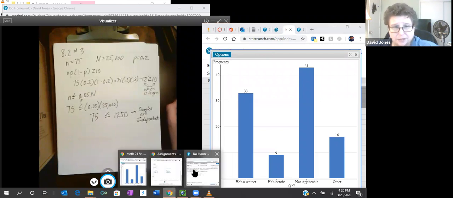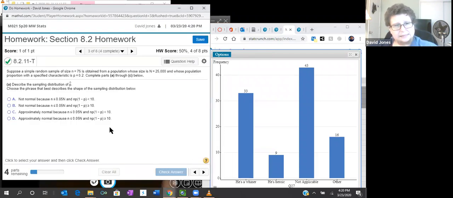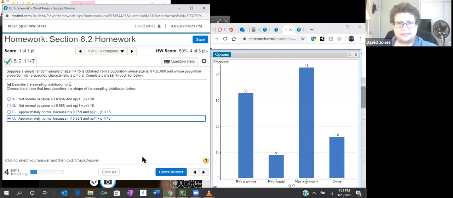So let's bring that question back up and answer that. There's two answers that say approximately normal. They both say n is less than 0.05 big N. The only difference here is n times p times 1 minus p. Is it less than 10 or is it greater than or equal to 10? It was greater than or equal to 10. For me, that's option D. So I'm going to choose option D, and there we go.